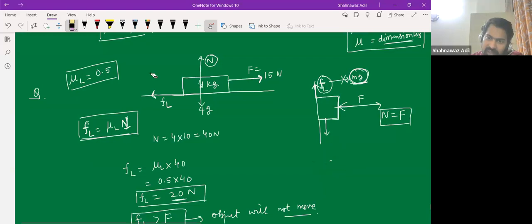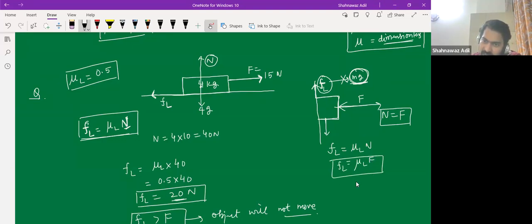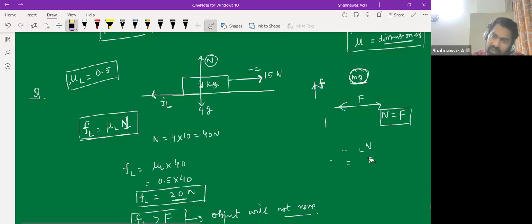This is balanced by mg, but this is not equal to it, because in here FL would be mu L N, and this would be mu L and the F that you are applying. So here you can see that this is not dependent upon mg. In the other case, it is dependent upon the heaviness; in this case, it is not. I will do this question and it will become more clear. So we will see the example of this question.